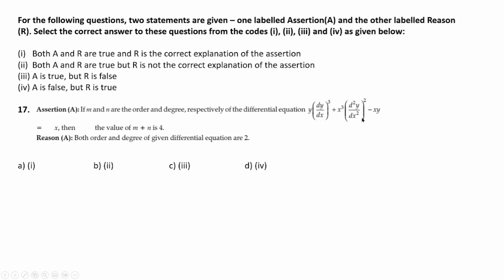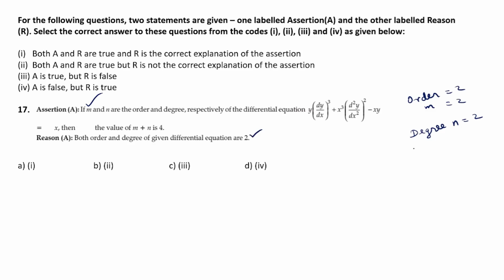So here in this differential equation, the order is nothing but the highest order derivative which is there in the given differential equation. So in this the highest order derivative is the second order derivative which is d square y by dx square. So here the order is 2. The order they have taken as m. So m is 2. And next, the degree of the differential equation is the highest degree to which the highest order derivative is raised. So here the second derivative is raised to 2. So here the degree is 2. And degree they have taken as n. n is 2. So the reason is true.